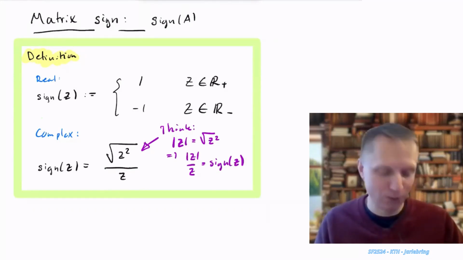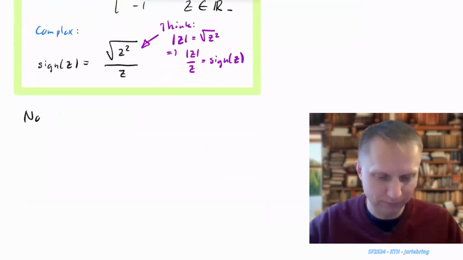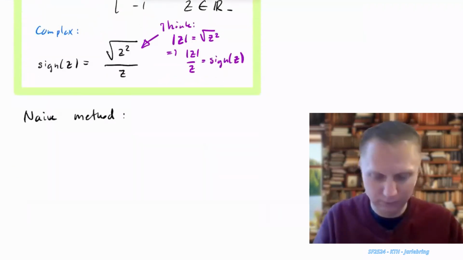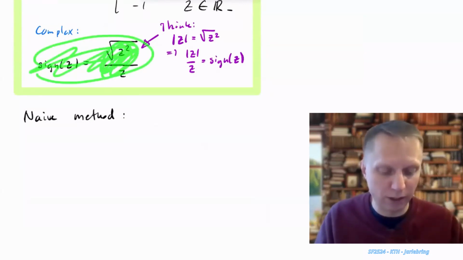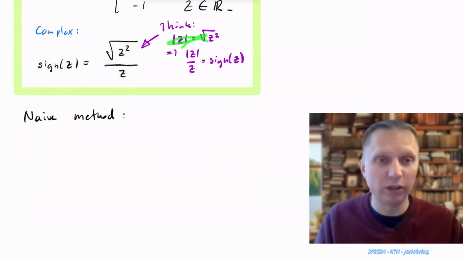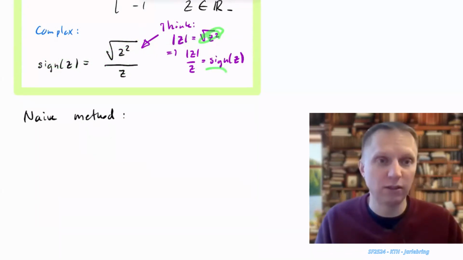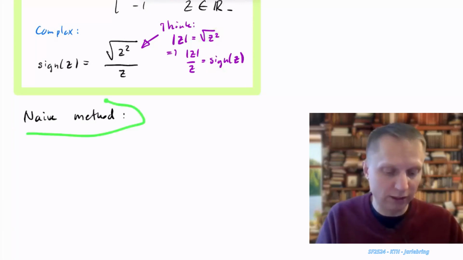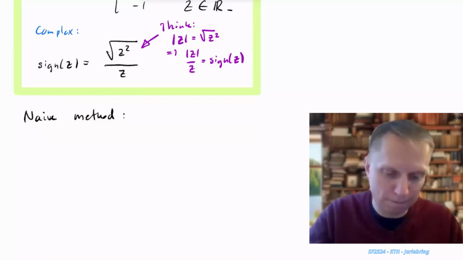And now we're going to generalize this to matrix functions. The starting point is a kind of naive method. You just take this formula where, okay, we already know how to compute the square, which is obvious, the square root also, and division is just matrix inversion. So that gives us directly a naive method to compute this sign function.